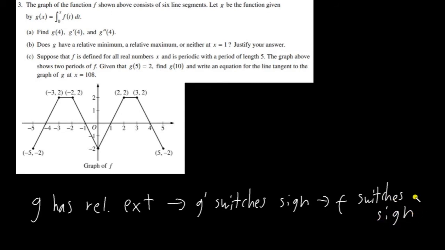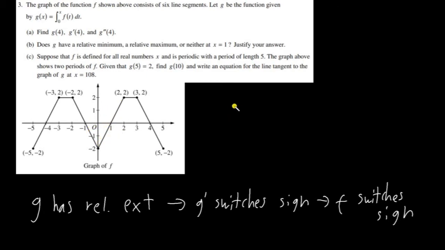Okay, so f switches sign. If g has a relative extrema at x equals 1, then f will switch sign at x equals 1. And if we look at the graph of f at x equals 1, we see originally f is negative, and then at 1 it switches, and now it becomes positive after 1. So we do have a switch in sign at x equals 1, so we do have a relative extrema.